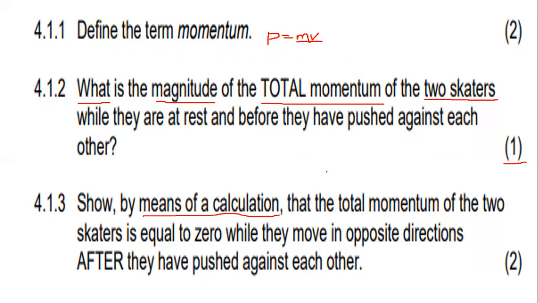So we are going to perform a calculation there. And we want to show that the total momentum of the 2 skaters is equal to 0. Now, my dear learners, this question is already guiding us to say that the momentum of the 2 skaters is equal to 0 while they move in opposite directions. Basically, that is after they have pushed against each other. So what we need to understand here is that the total linear momentum after the collision, after pushing against each other, is also equal to 0 kilograms dot meter per second.